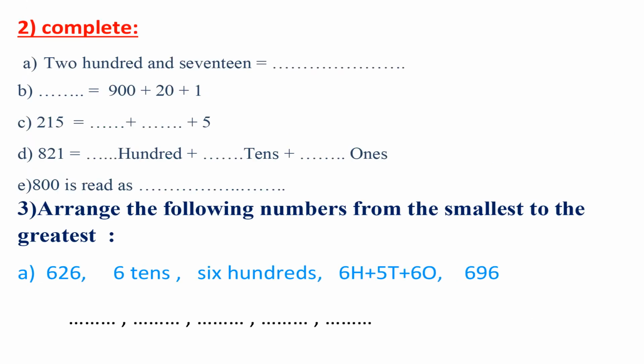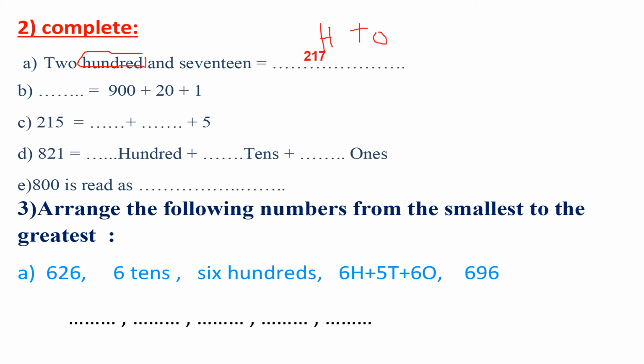The next one, exercise number 2, complete. We have 217. First, I will circle the hundreds. Now I have ones. I have to put ones, tens, and hundreds. In hundreds we have 2, and in tens and ones we have 17. So it will be 217.